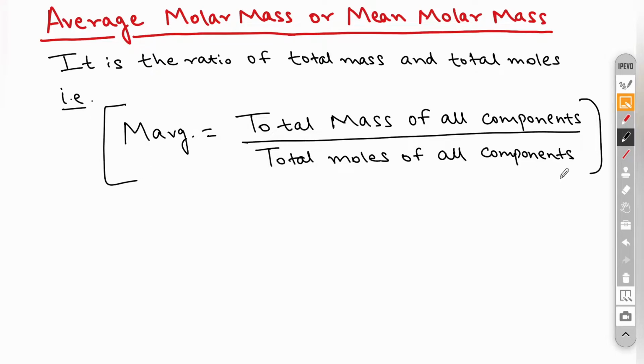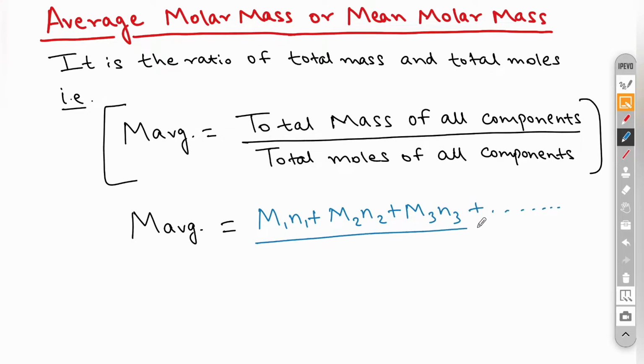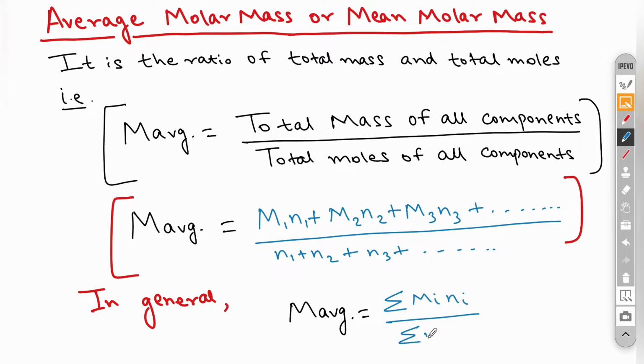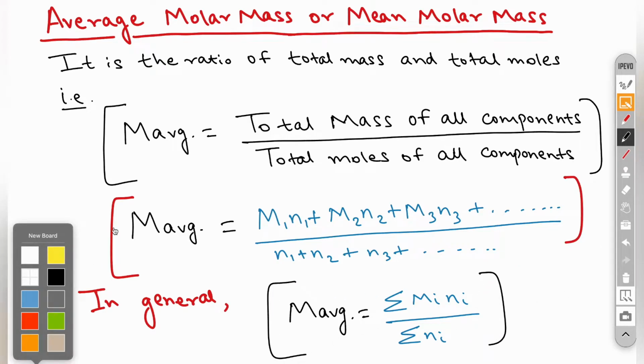Now the formula is M average is equal to M1 N1 plus M2 N2 plus M3 N3 plus up to n terms divided by N1 plus N2 plus N3 plus up to n terms. This is very important. In generalized form, we can write M average is equal to sigma Mi Ni divided by sigma Ni, i is from 1 to n. M is for molar mass and n is for moles.